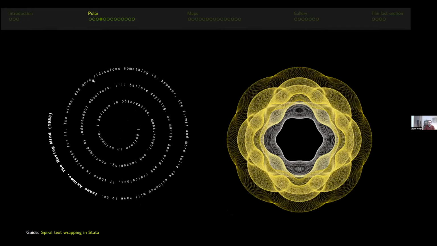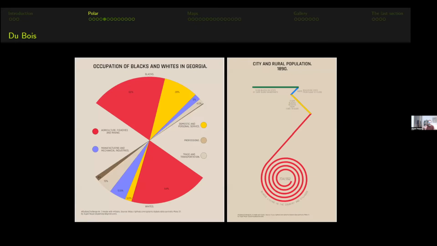This was an exercise where I wanted to do this text wrapping. The idea was to start looking at more complex polar coordinates. Again, the design looks nice, but the idea was to start exploring parametric plots in polar coordinates and see how far we can take them in Stata. The reason all of this was done was that we were online, and there was this Du Bois challenge, and I said, okay, I will make these graphs with Stata, and figure out how to do all of this.